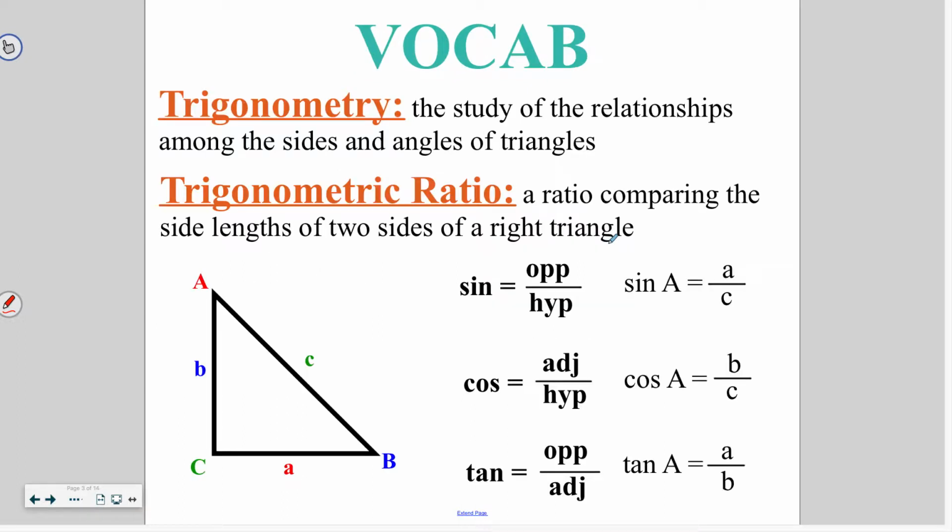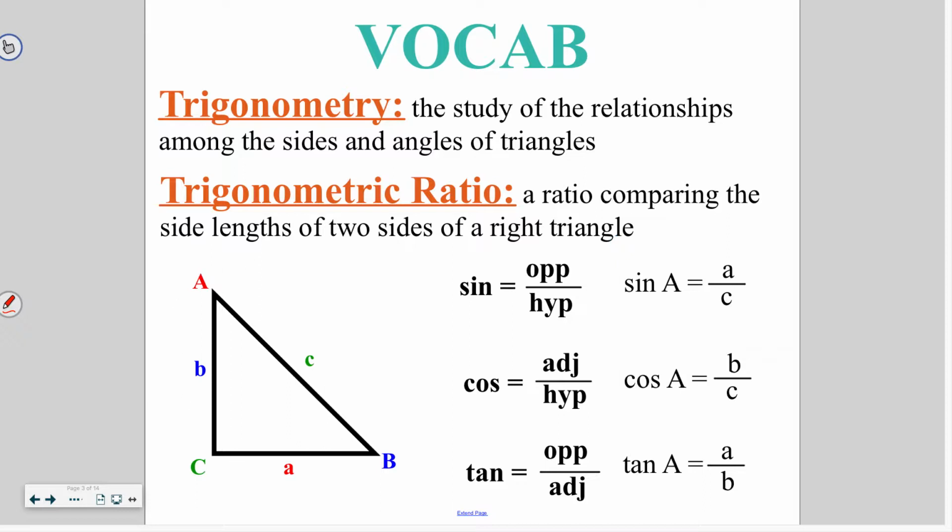So, trigonometry is the study of relationships among the sides and angles of triangles. This is going to be hugely important for you when you get to geometry, as trig can help you find a lot of information about a shape, because most shapes can be broken down into the most basic piece of a triangle. So a trigonometric ratio is a ratio that compares the side lengths of two sides of a right triangle. So everything in trig is based off a right triangle, like the one you see down here on the left.